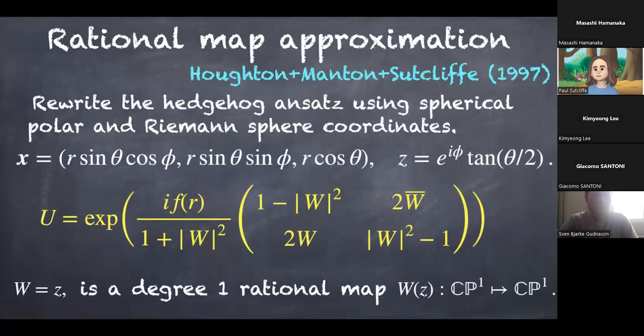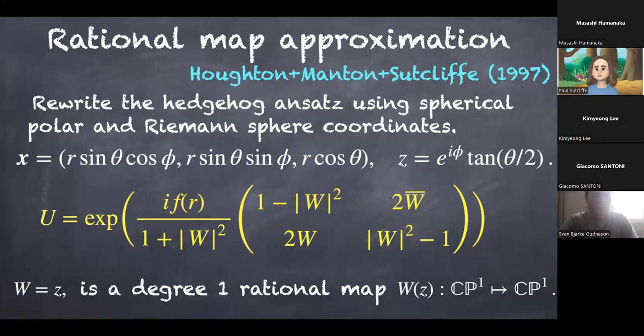If not, then let me tell you about this approximation that works when the skyrmions are on top of each other. This is called the rational map approximation. To introduce it, I'm just going to show you the one skyrmion again, using the hedgehog ansatz, but I'm going to rewrite it in terms of completely different variables. When I wrote it before, I was using the Cartesian coordinates x, which are x1, x2, x3. I'm going to rewrite that using spherical polar coordinates.